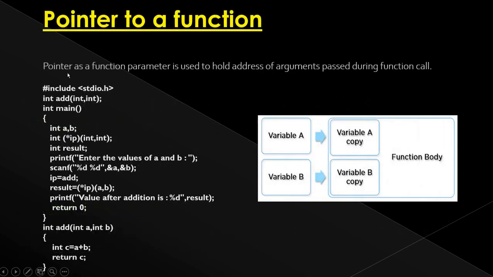Now, pointer to a function. A pointer as a function parameter is used to hold the address of arguments passed during a function call. This is the program for pointer to functions. #include <stdio.h>, int add, int main, int a, b. Here we have declared the two variables. Now we will take input from the user. Then add result. Here int add we have declared that we want the sum. Now it will give output as the sum of the two input numbers.